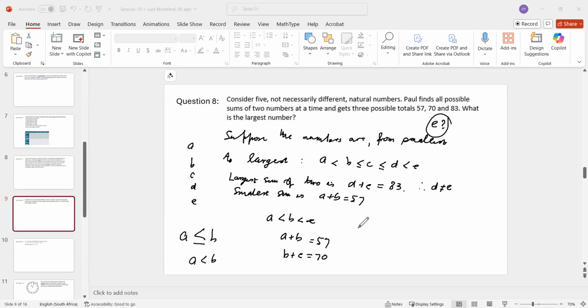Oh, yes. Actually, I think you have A plus B, this implies that A plus B must be smaller than B plus E. And this one here is 57. So B plus E is either 70 or 83, because there are only three possible sums.